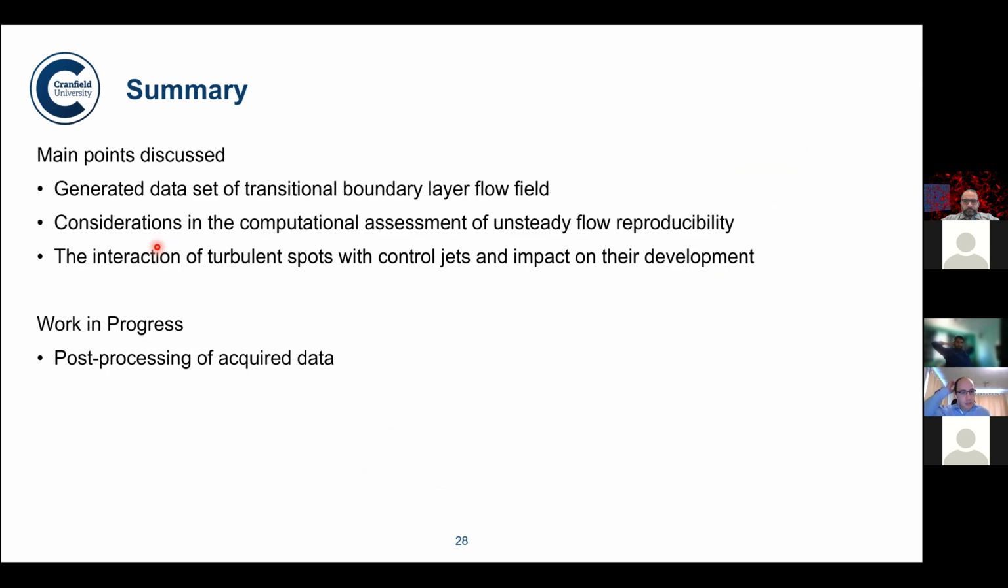So in summary, what I hope I've shown is some of the considerations that we've been looking at for the assessment of the reproducibility of the flow and the interaction between control jets and the turbulent spots. And we've also generated quite a large data set, where we still have terabytes of data to go through for things that take a bit more time in terms of post-processing, such as conditional averaging and other work on turbulent spots that we're hoping to do still.